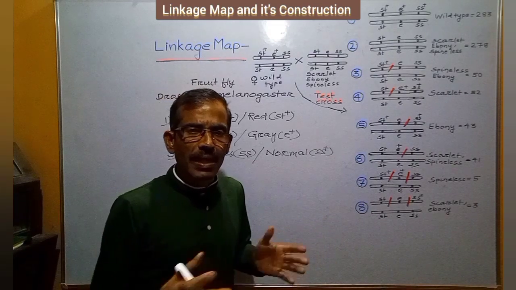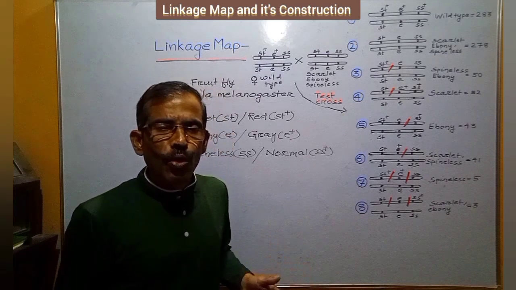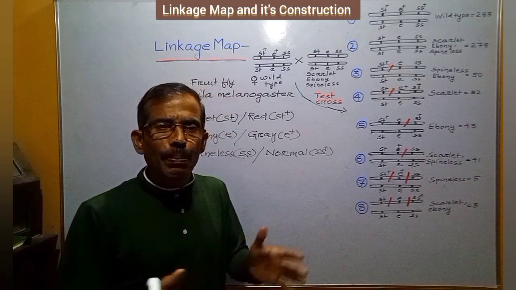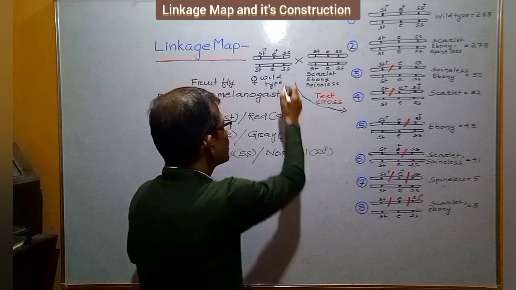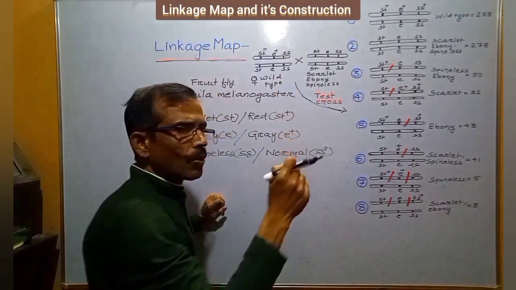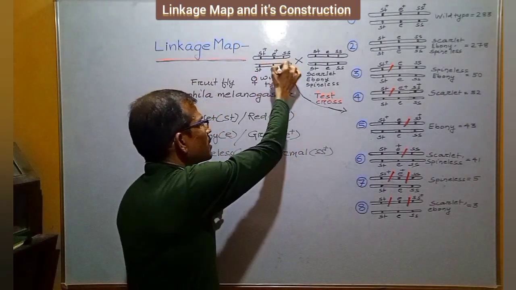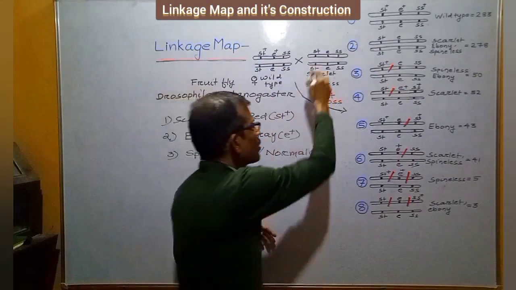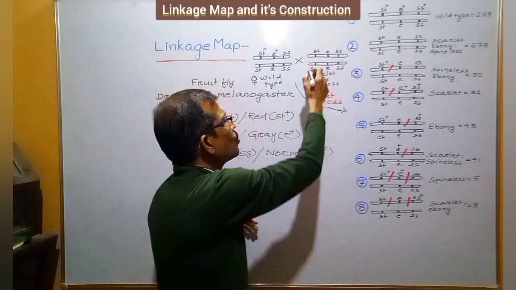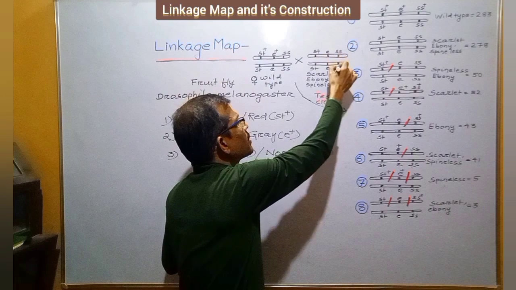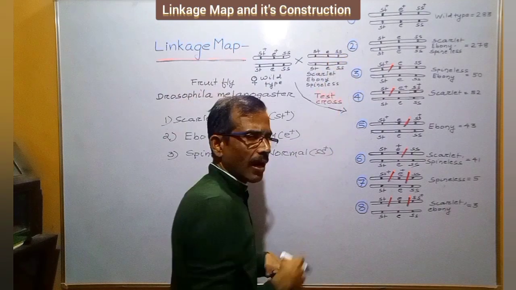To map these three genes, we have to determine their order of arrangement and the genetic distance between them. For this, we must set up a 3-point test cross between a Drosophila which is heterozygous at 3 loci and another Drosophila which is homozygous for recessive alleles at all 3 loci.